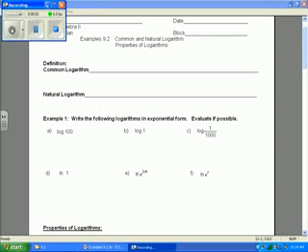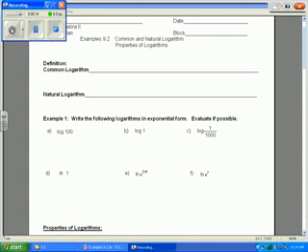All right, we're going to do examples 9.2, which is common and natural logs and properties of logs. First, we want to go ahead and define what a common log is. A common logarithm is a logarithm with base 10. This is actually what's on your calculator. When you calculate a log on your calculator, it's a base 10.